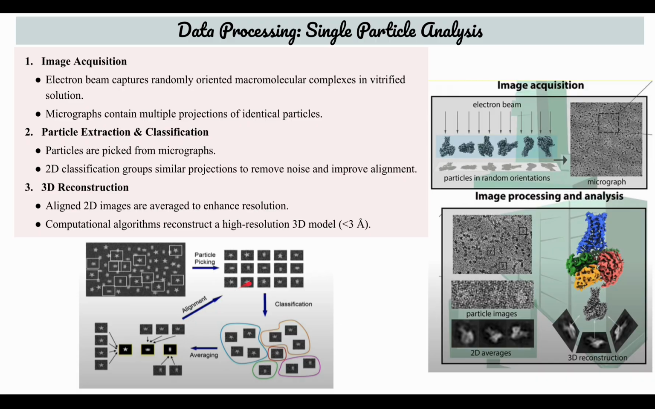Now we can also perform alignment to find some new particles, so that averaging can be done better and we can increase the signal-to-noise ratio, and ultimately go for 3D reconstruction from these 2D images to enhance the resolution. Then computational algorithms reconstruct a high-dimensional 3D model which is better than 3 angstrom. So this is all, and we have also discussed this in the previous paper when we were talking about the different steps of data processing.